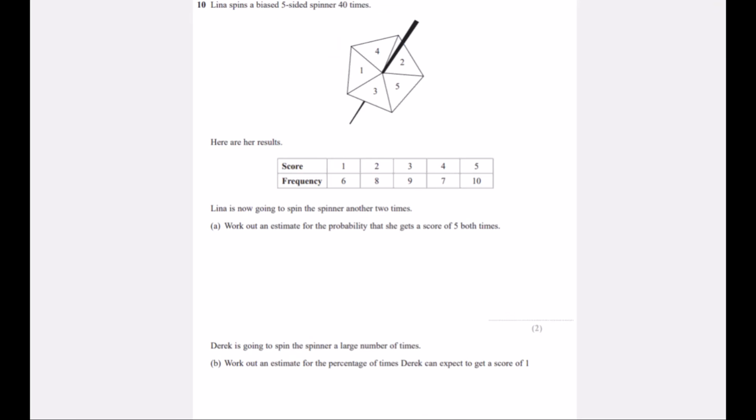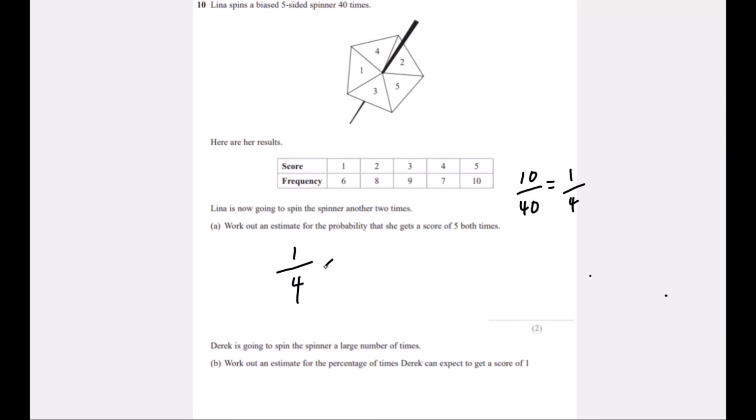Question 10. Lena spins a biased 5-sided spinner 40 times. Here are her results. Lena is now going to spin the spinner another 2 times. Work out an estimate for the probability she gets a 5 both times. So she got a 5 10 times out of 40. So 10 out of 40 is the same as 1/4. So our estimate is that the probability of getting a 5 is 1/4.